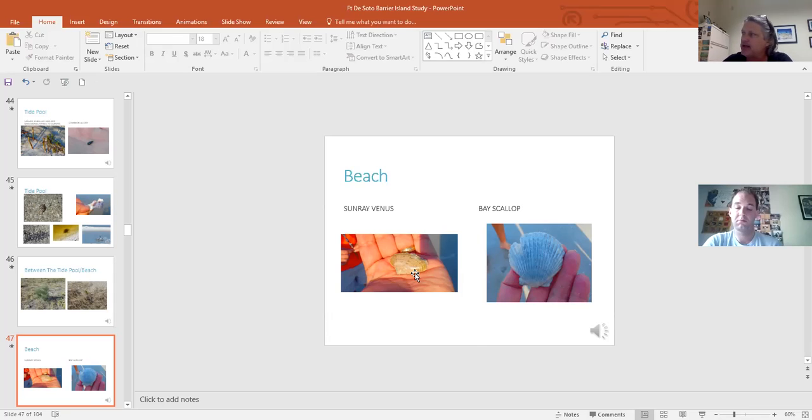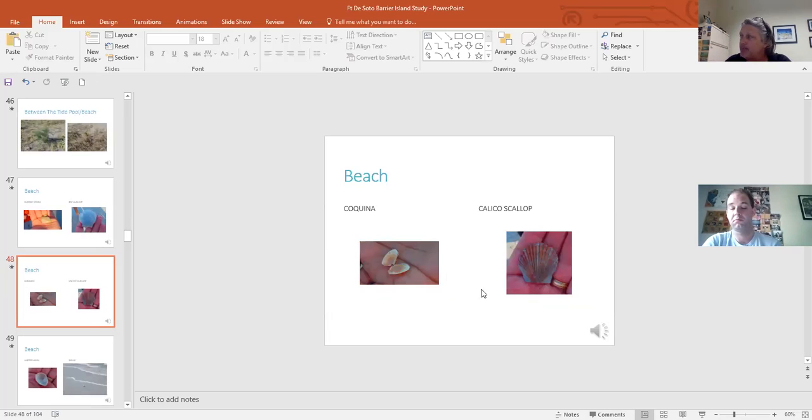So here's your sunray Venus. Venus is actually a genus of clam, and there's a few different Venuses. That's the sunray. You see how it gets its name, kind of looks like sun's rays. This scallop, it has little wings. This is the bay scallop. This is the one that we eat. Not too prevalent around here yet.